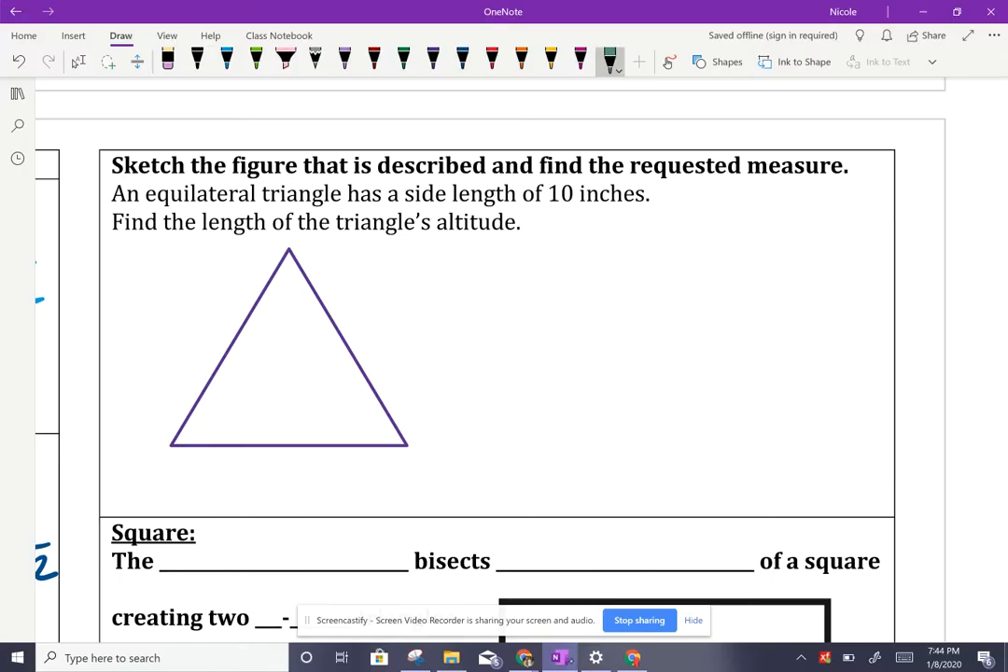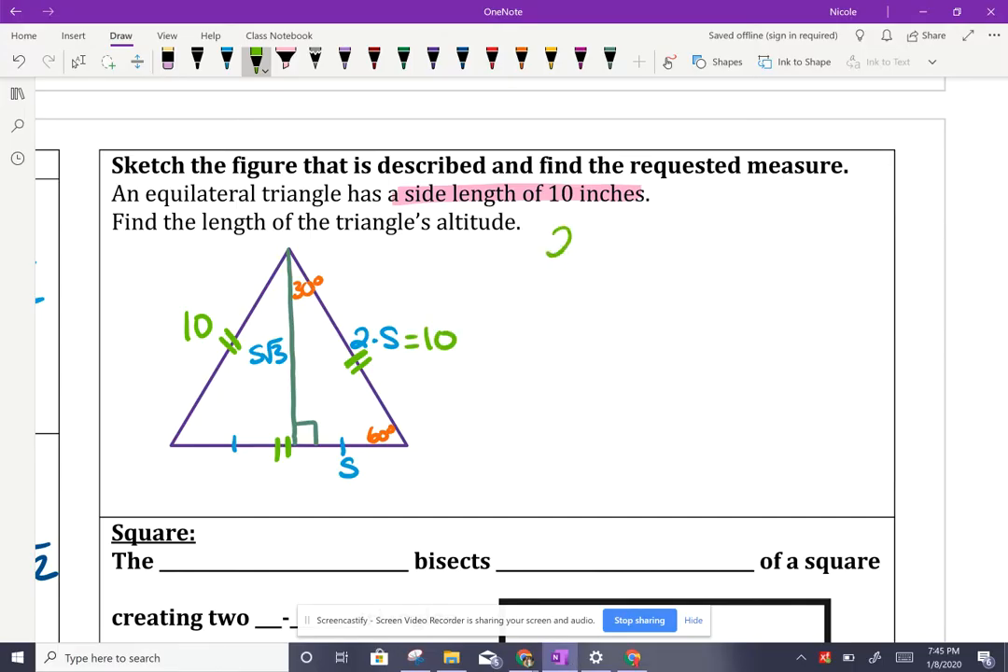So when I do that, that means I'm drawing straight down at a right angle. And when I draw that, I'm creating a 30, 60, 90 triangle. So I have 30 degrees here and 60 degrees over here. And it's just good to remember that that means we have S, S root 3, and 2 times S. The information provided tells us that the side length is 10 inches.